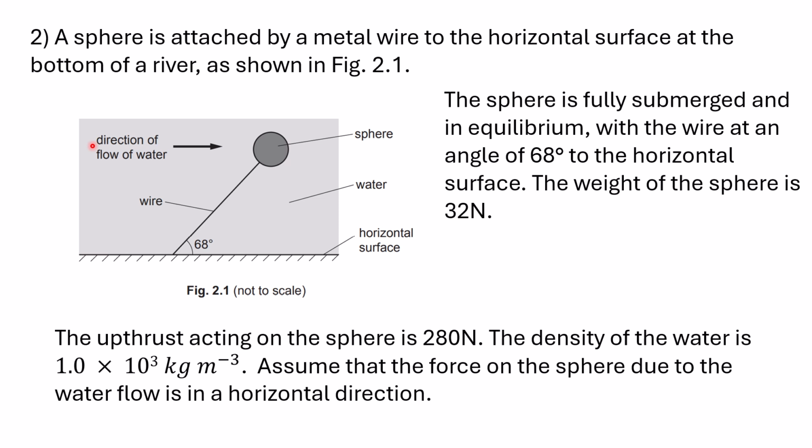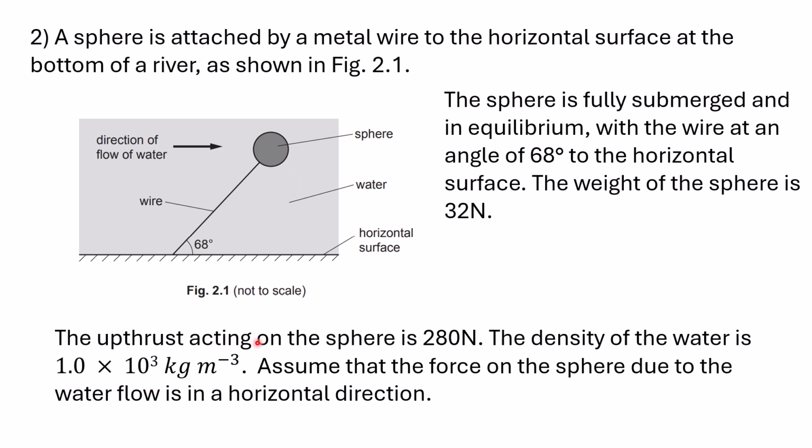You need to pay attention on that. A sphere is attached by a metal wire. This is the metal wire. This is the sphere, attached to the horizontal surface at the bottom of a river. So we have water around this sphere. The sphere is fully submerged and in equilibrium right here at 68 degrees at this moment. The weight of the sphere is 32 newtons.